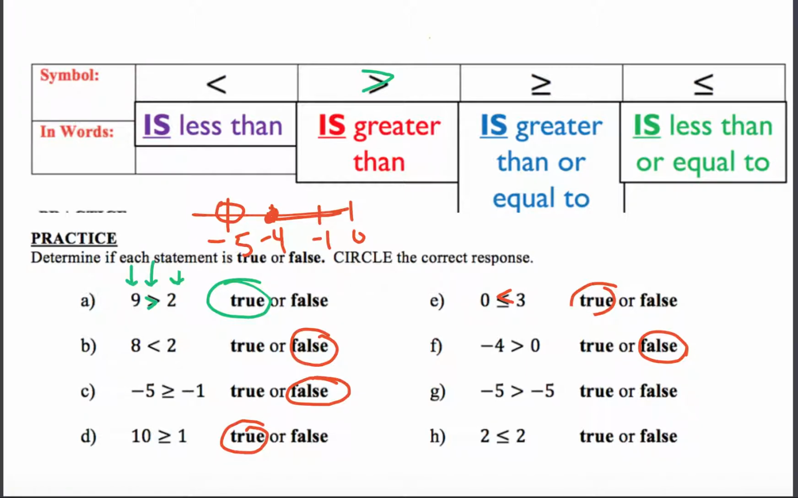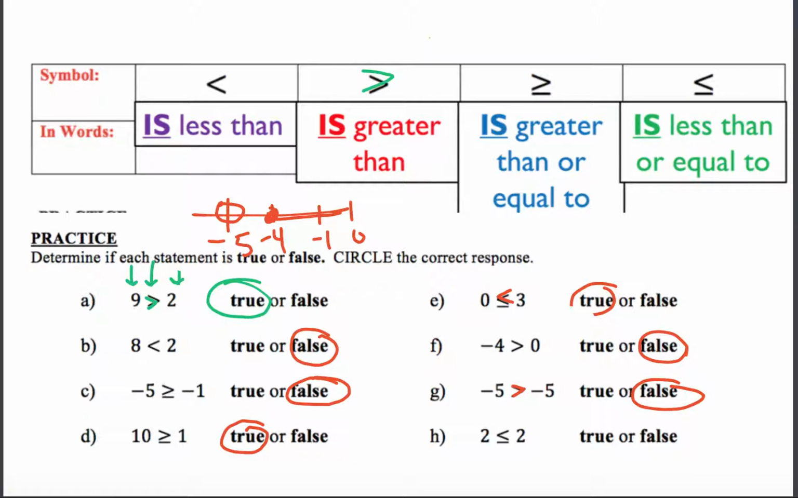G says negative 5 is greater than negative 5. That is absolutely false, since negative 5 and negative 5 are actually equal. Right? This just said it was greater than, and a number can't be greater than itself.